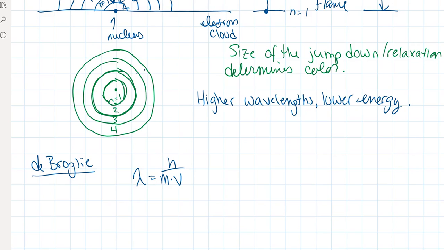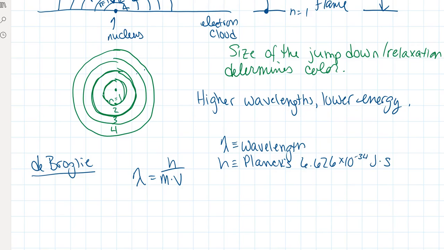And so some important things here are that, again, lambda in this equation is our wavelength. We'll see h is Planck's constant, that's 6.626 times 10 to the negative 34th joule seconds. m is the mass of an electron, and in this case, the mass of our electron comes out to be 9.11 times 10 to the negative 31 kilograms. And then v is the velocity of the electron in meters per second.